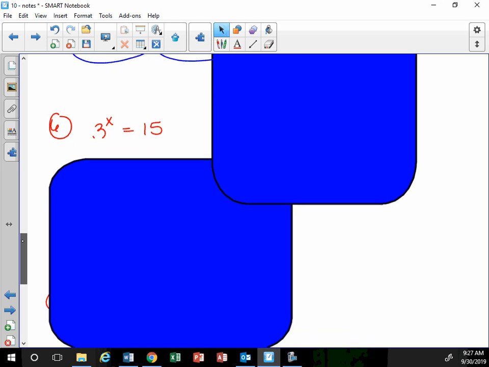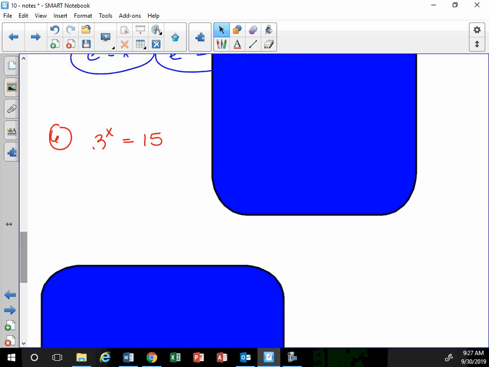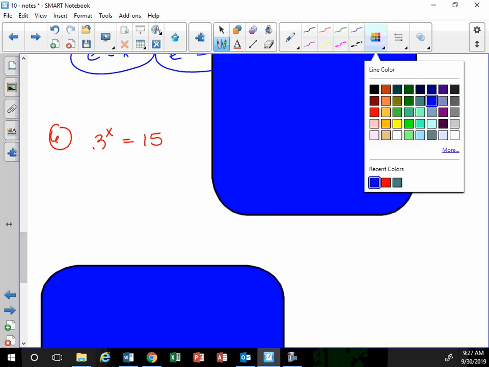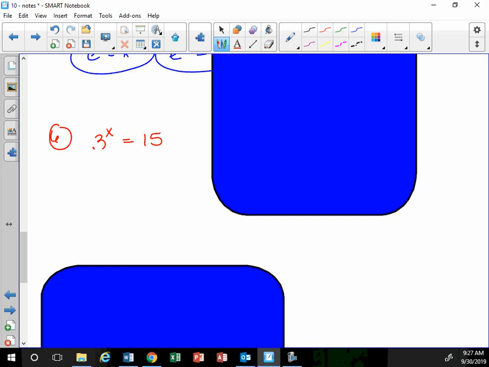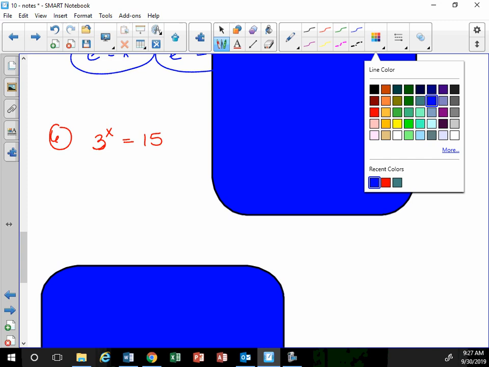Try this one. 3 to the x equals 15. You didn't miss anything.